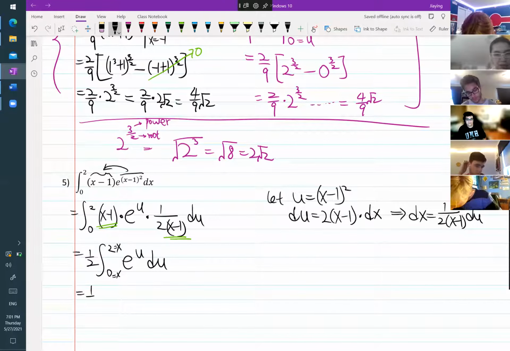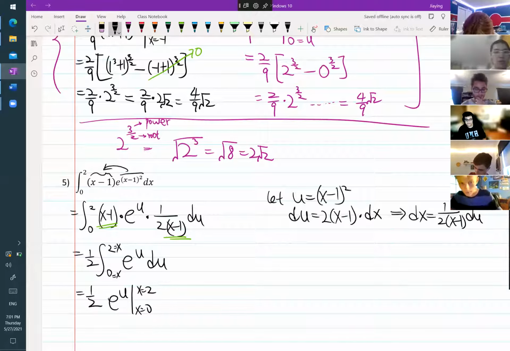And then the next step is integrating. If you recall, e to the u will give you e to the u. And then we evaluate from x equals 0 to x equals 2. So now you can substitute for u with x, or you can just find the boundaries for u. So I'm going to take the second approach. I mean the first approach.